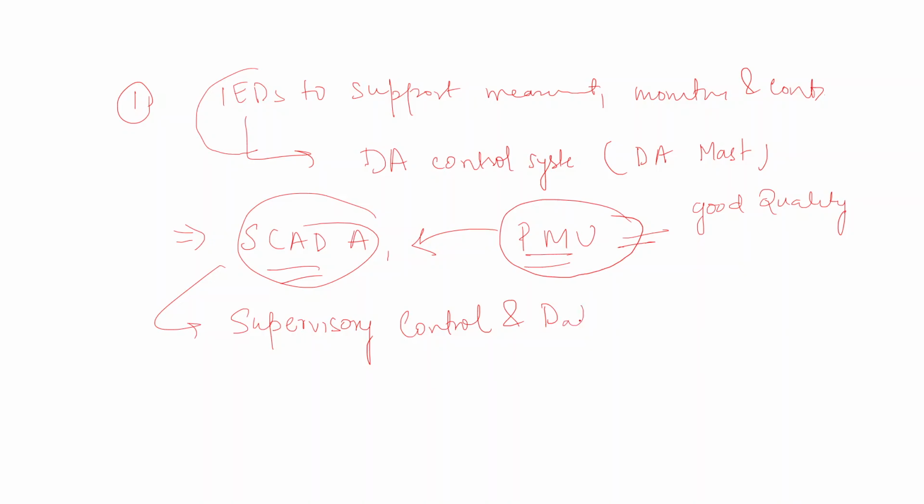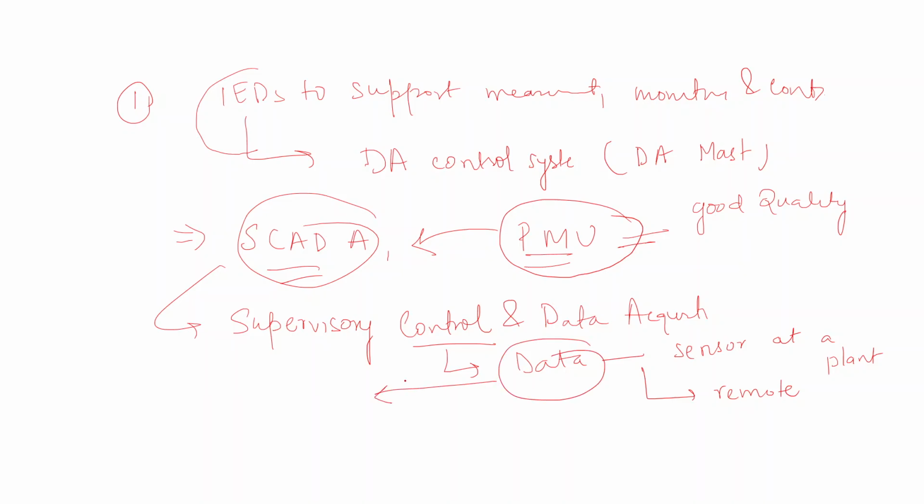Supervisory control and data acquisition. Okay. It signifies a system which collects the data from various sensors installed at a plant or any remote locations. After collecting the data, it sends it to the central control system, or central computer system.